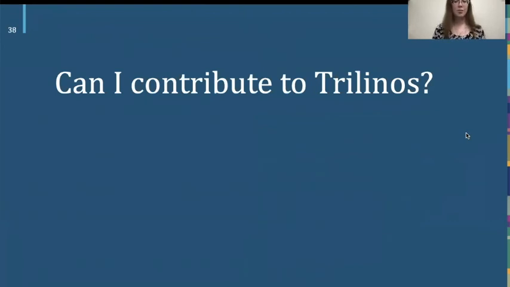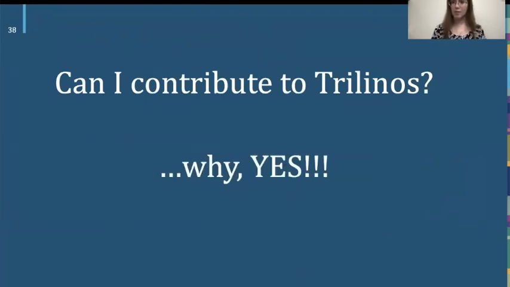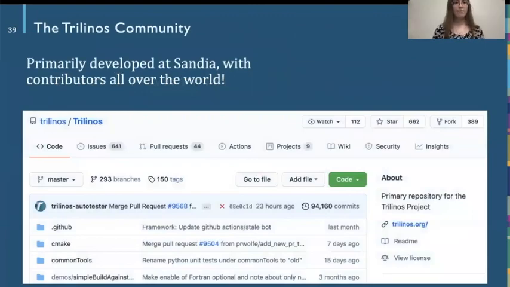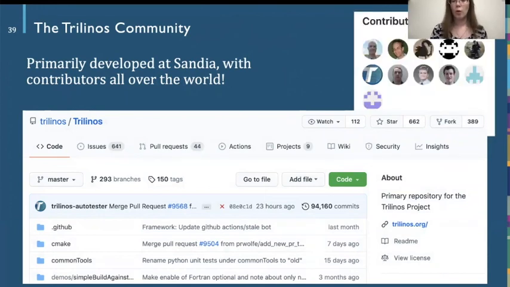Can I contribute to Trilinos? Absolutely. Trilinos has a broad community. The code for Trilinos is primarily developed at Sandia, but we have contributors all over the world. When I pulled up this information, Trilinos had currently 242 contributors. I think I was number 212. You could be number 243.